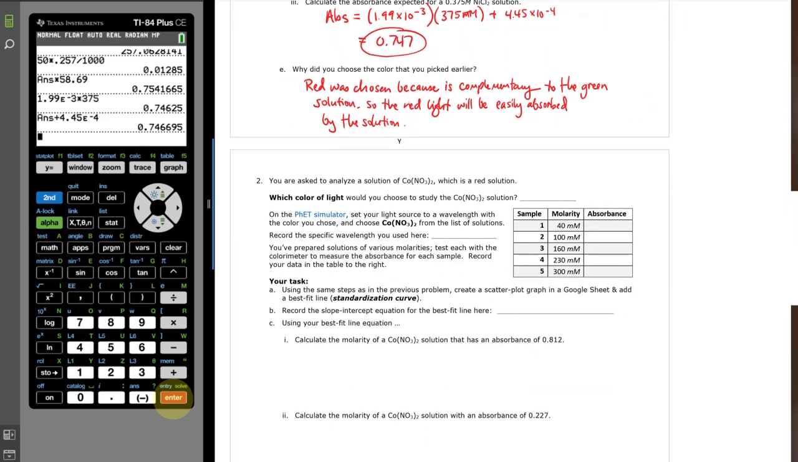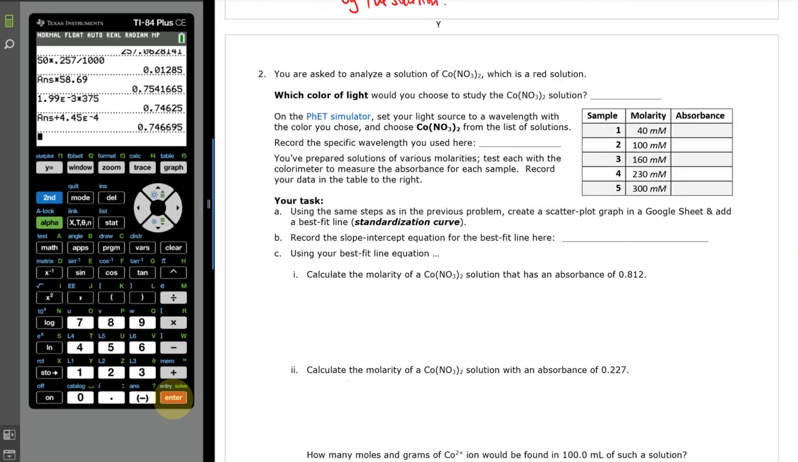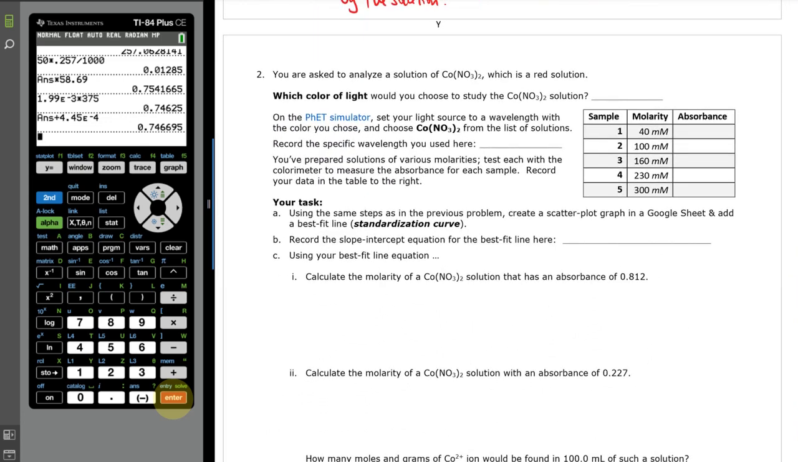The following problems really are just a matter of doing the same thing you just did, switching over to a different compound. So this next one goes to Cobalt Nitrate. You'll need to choose that, which it says here is a red solution. Start with a fresh spreadsheet. Set up your wavelengths with a color that's opposite of red. And then plug in the molarities that are given here from 40 to 300, collect absorbances, make a spreadsheet like you did with the last one, make a chart or a scatter plot graph, put in that best fit line, and then get the equation from the best fit line.